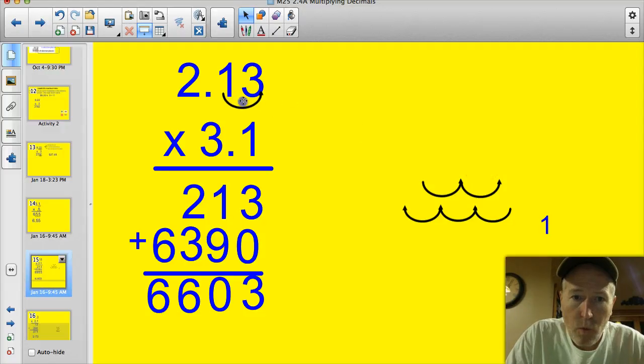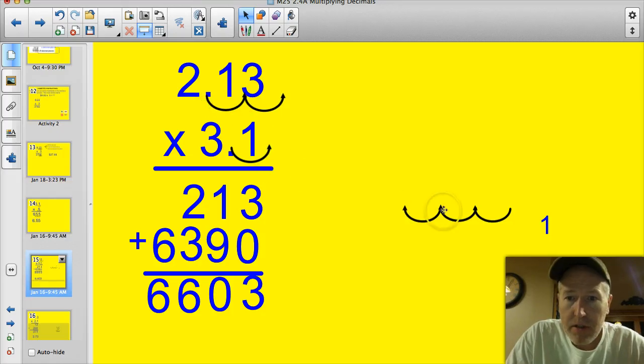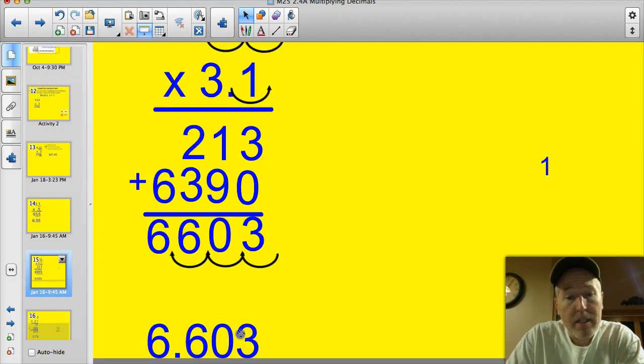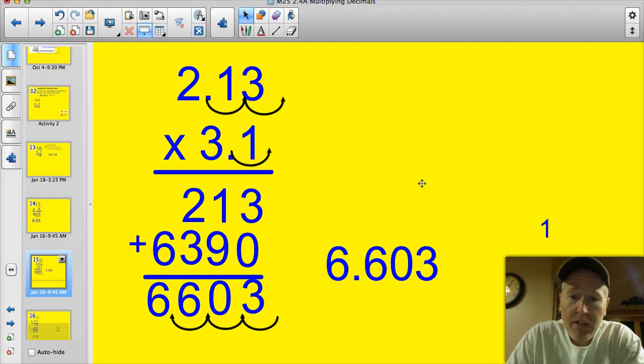All right, now I got to come back up to the top here. And see, I had 1 decimal spot here, and I got to grab this double here because I had 2 on the top. So I have a total of 3 decimal places there. So I just grab this one here, slide it right into place. I have 6.603.